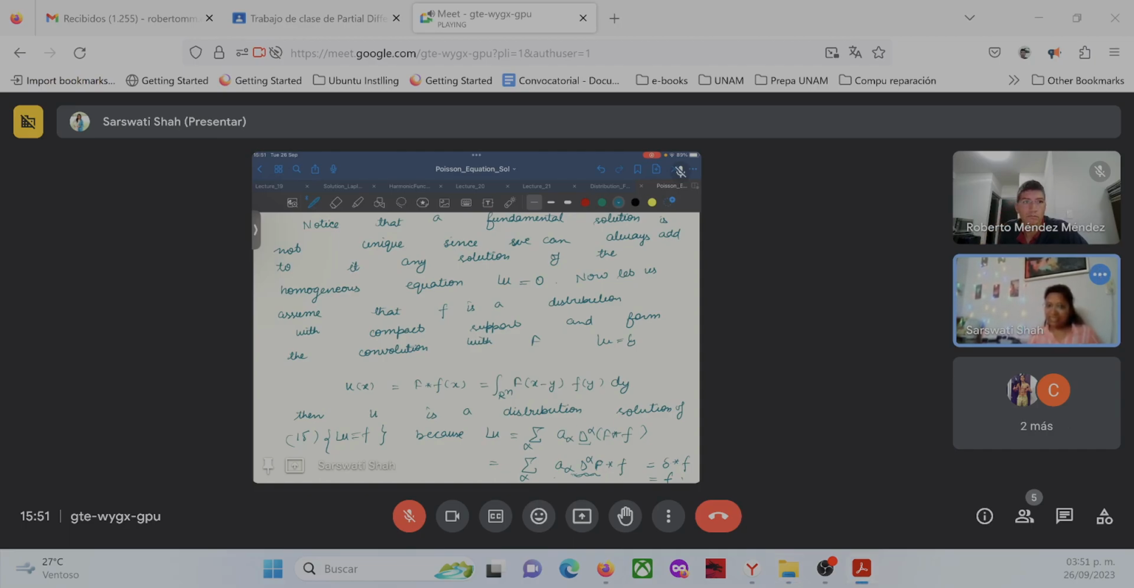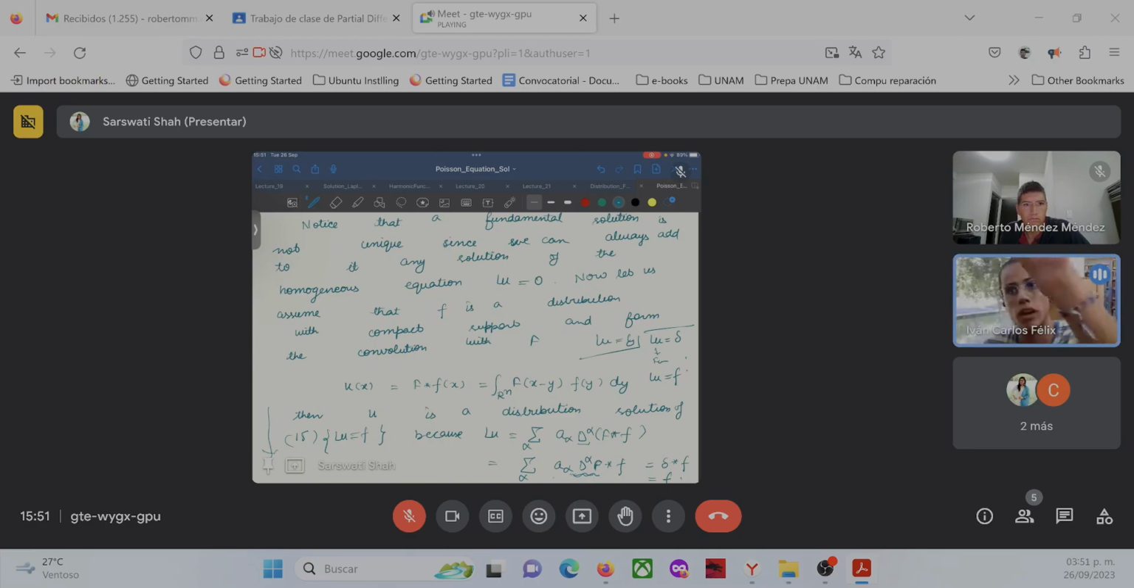It means, have you noticed one thing? If you are able to find the solution of L u equals delta, that is known as the fundamental solution. Then using that fundamental solution, we are able to write the solution of the non-homogeneous equation, and that is known as a distribution solution, because you can apply this thing. Is it clear, or shall I explain it again?